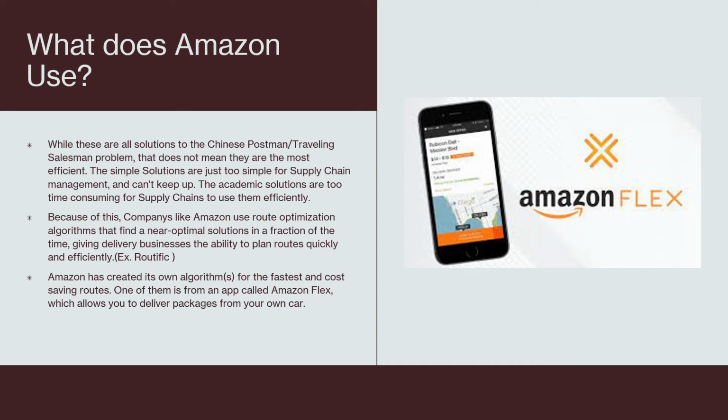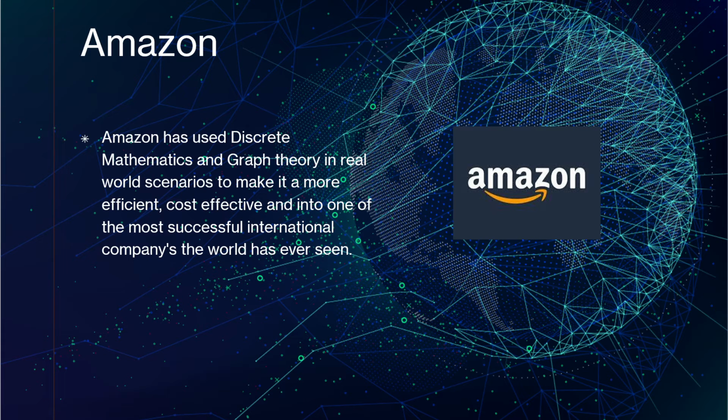Amazon has created its own algorithms for the fastest and cost-saving routes. One of them is from an app called Amazon Flex, which allows you to deliver packages from your own car. Amazon has used both discrete mathematics and graph theory in real-world scenarios to make it more efficient, cost-effective, and into one of the most successful international companies the world has ever seen.